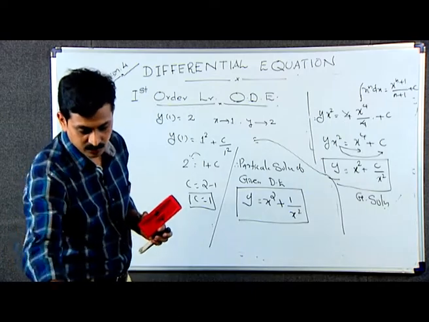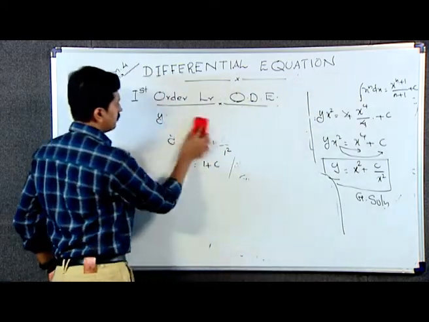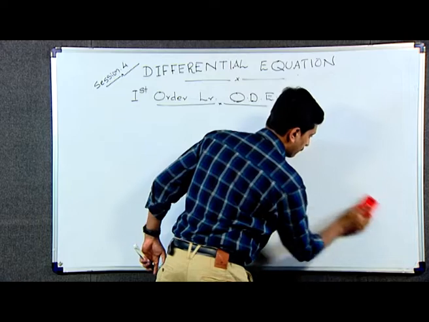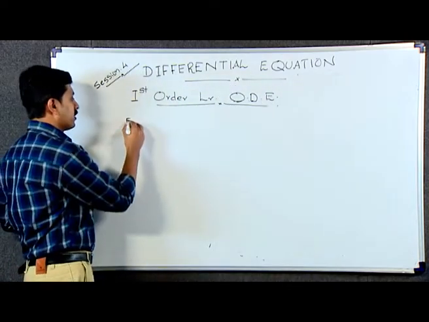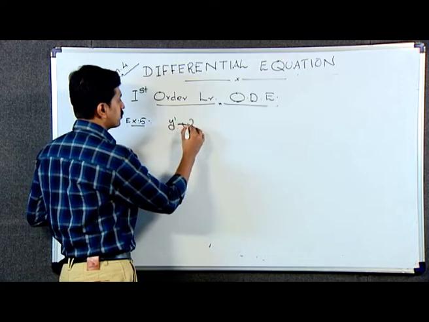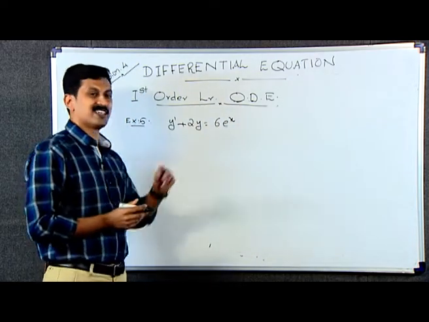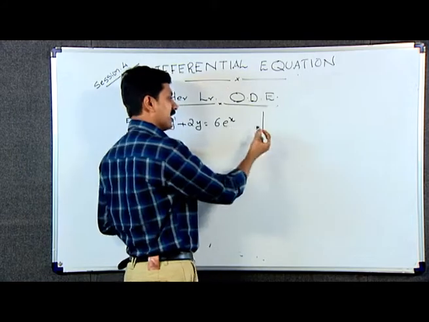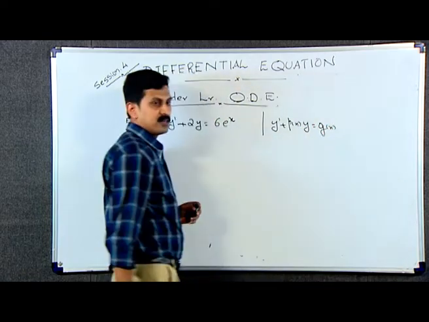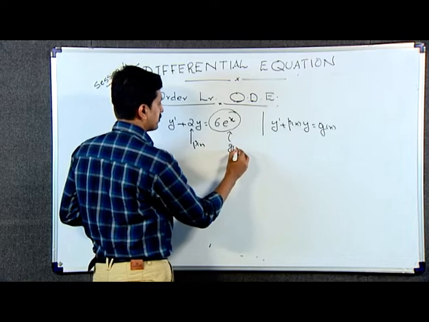See, I am discussing one more question for you: solve example 5, y dash plus 2y is equal to 6 e raised to x. Simply, this is a linear differential equation. We can compare with our general form, y dash plus p of x into y is equal to g of x. Here 2 is the p of x and 6 e raised to x is the g of x.